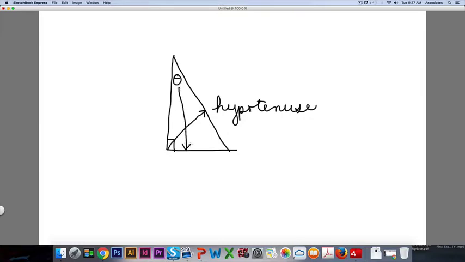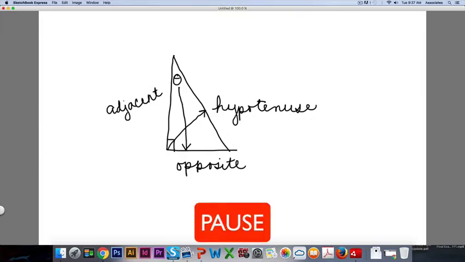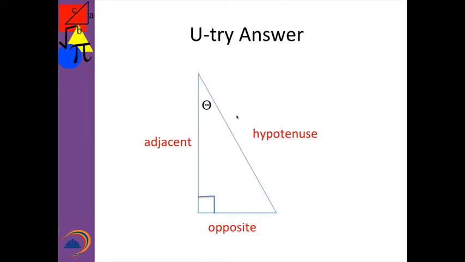I look across, and that's always the opposite side. And the missing side is going to be the adjacent. Notice it makes up half of the angle theta, and that should be our answer. So if you have any questions, pause and ask your partner or your teacher. Welcome back. Let's go to our PowerPoint and let's see exactly what I had on the slate.